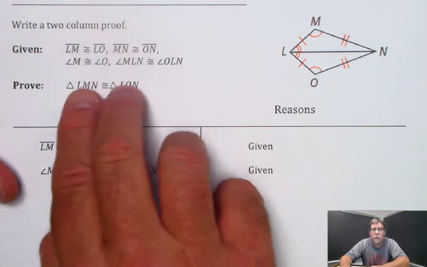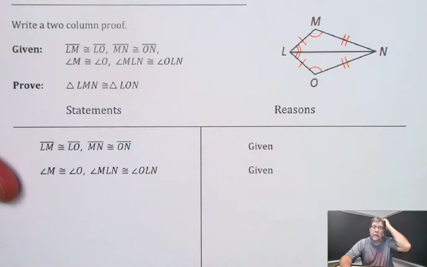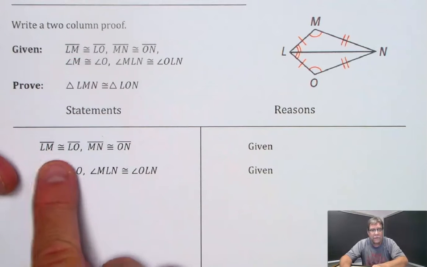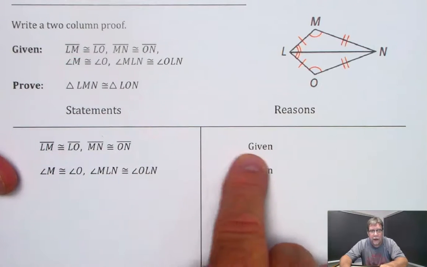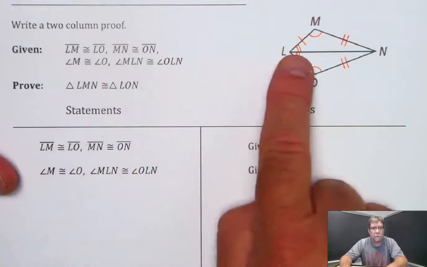We want to try to show that triangle LMN is congruent to triangle LON. So that's where we're headed, and I've already written out the given information. You have to write out the given information and write it as given. And then it's always helpful to go over here and put your marks in.